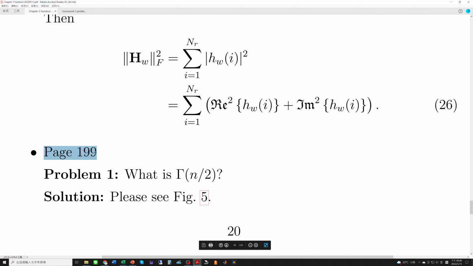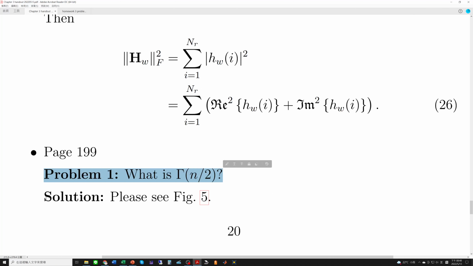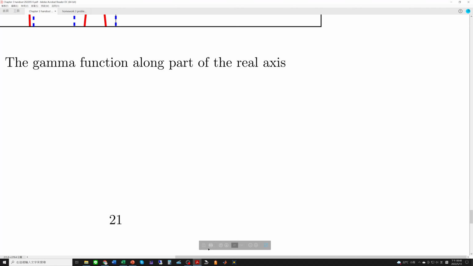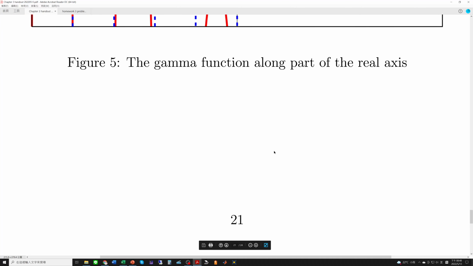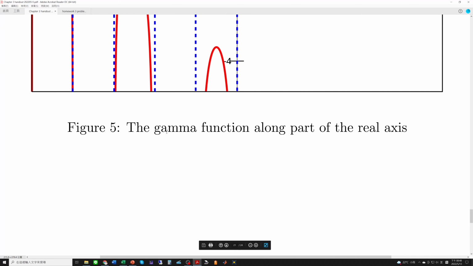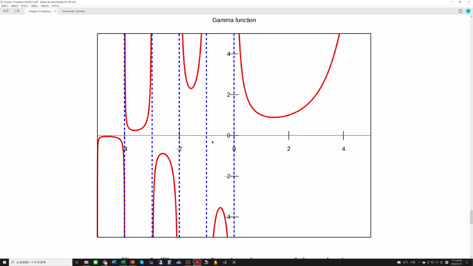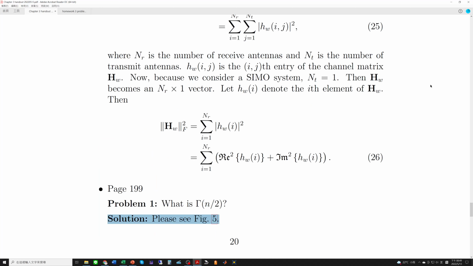Page 199. Problem 1. What is gamma of n over 2? Solution. Please see figure 5. Figure 5 is the gamma function along part of the real axis. So this is the gamma function, like this. Let us go back to the figure 5, here.